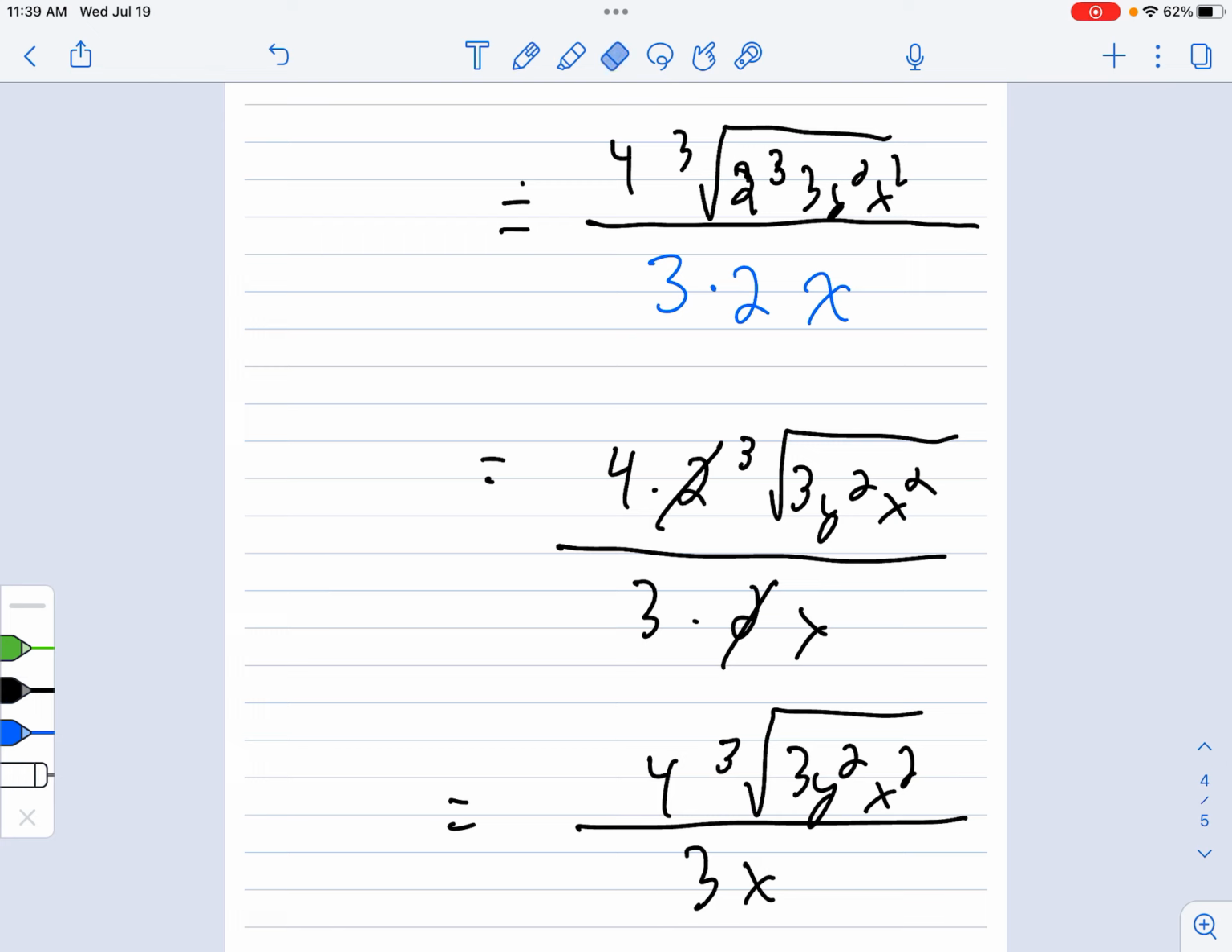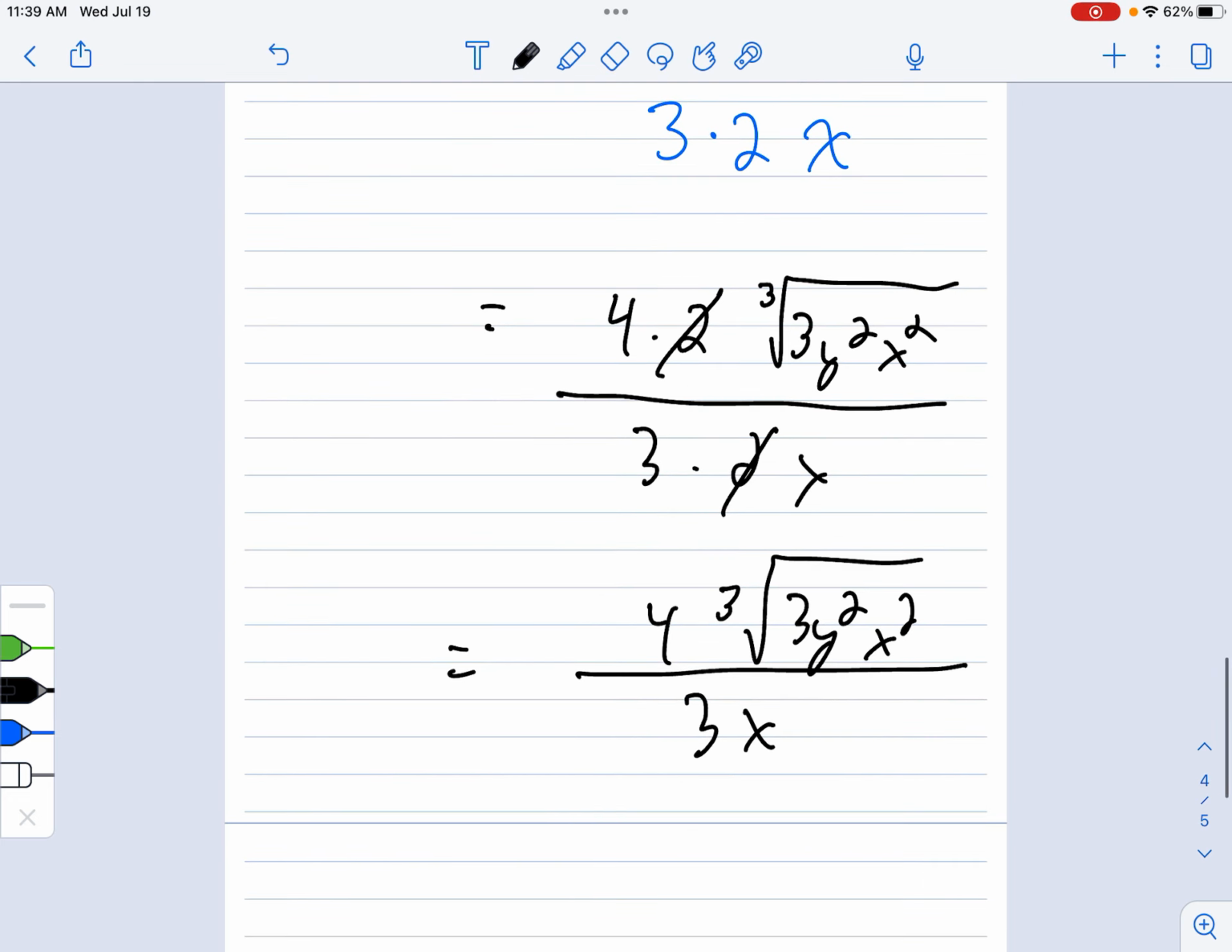One note about how I wrote this is that it's a little sloppy on my part. That 3 really should be more up here, because the way I had it, it looks like it was on the 2. That presents problems because a lot of people think, oh, you're talking about 2 to the third or something, which obviously we're not. So just be careful with that when you're writing that out.